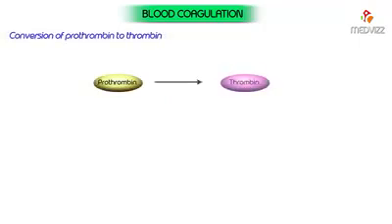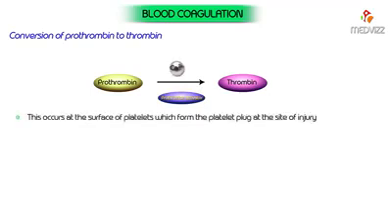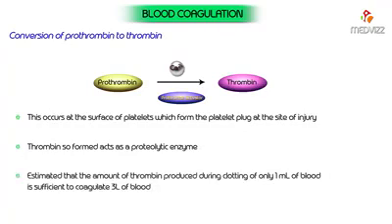Conversion of prothrombin to thrombin. This is caused by prothrombin activator in the presence of calcium. This occurs at the surface of platelets which form the platelet plug at the site of injury. Thrombin so formed acts as a proteolytic enzyme. It has been estimated that the amount of thrombin produced during clotting of only 1 ml of blood is sufficient to coagulate 3 liters of blood.